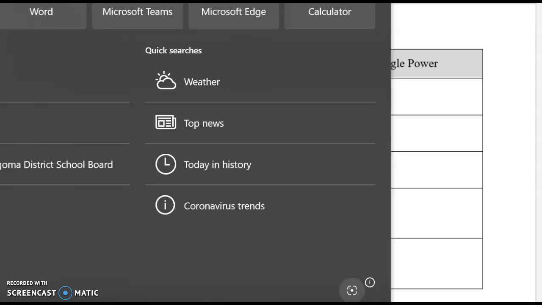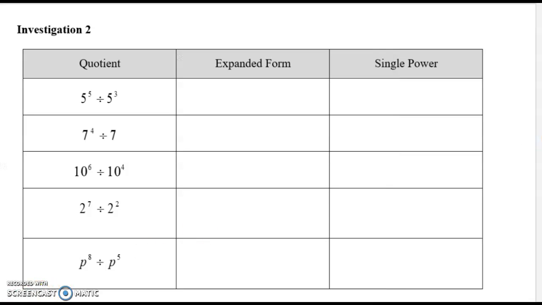Sorry about that. So investigation 2, we have the quotient, 5 to the exponent 5, divided by 5 to the exponent 3. So this one is now dividing. So quotient is dividing. So the expanded form, we have 5 times 5 times 5 times 5 times 5. Okay, so there's 5 of them up there. And then divide it by 5 to the 3.